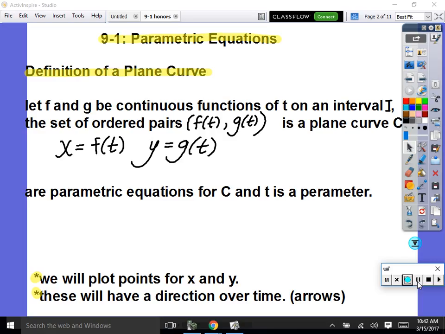What we're going to do, guys, is plot points for x and y. It's really easy. It's just one extra step. If you know how to plot x, y points, you know how to graph a parametric equation. Parameter just means we have an extra variable in there: instead of just x and y, it's a function f of t and g of t. You'll see what I mean in a second. These will have direction over time, meaning we start here and end here, so we draw arrows showing which direction this has.